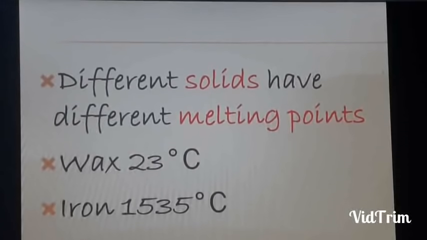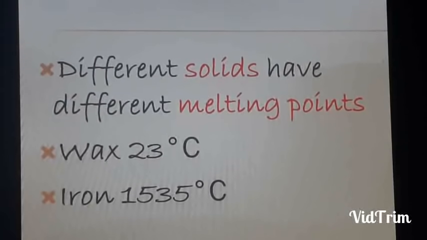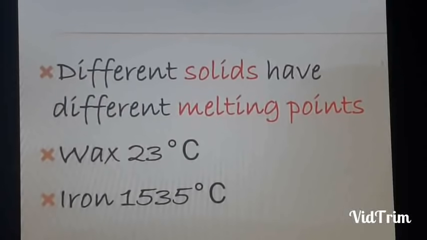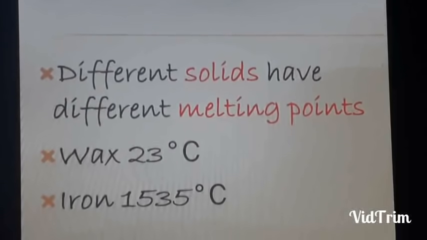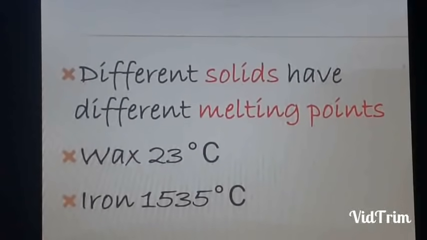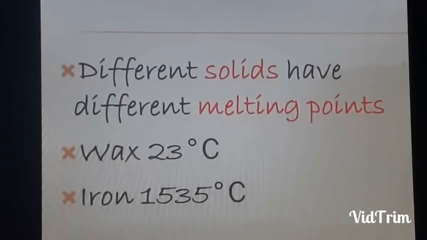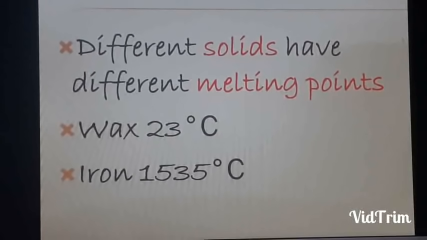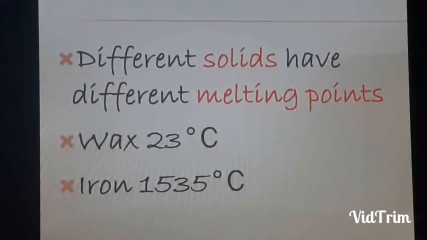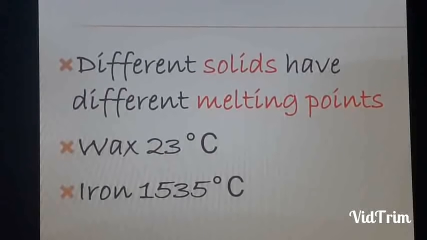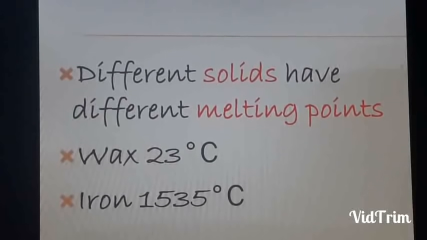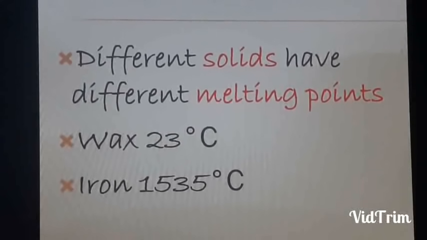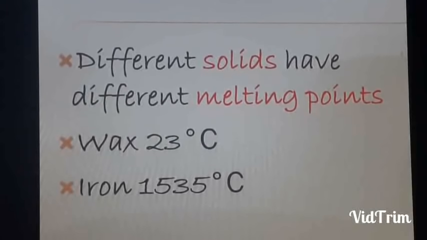Do all solids have the same melting points? No, there can be differences. For example, the melting point of wax is 63 degrees Celsius, whereas the melting point of iron is 1535 degrees Celsius. So, a vast difference. The temperature at which a solid changes into liquid form is different for different substances.